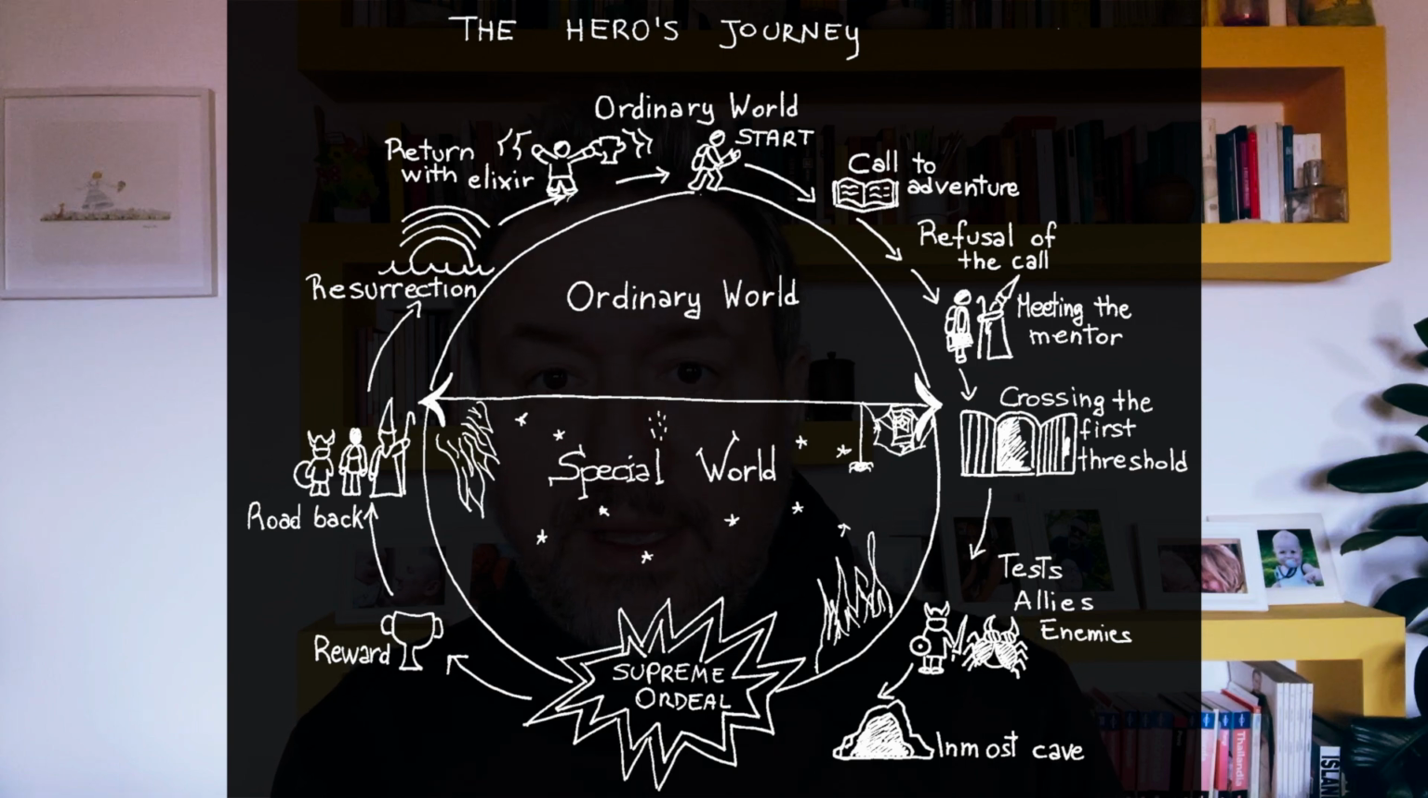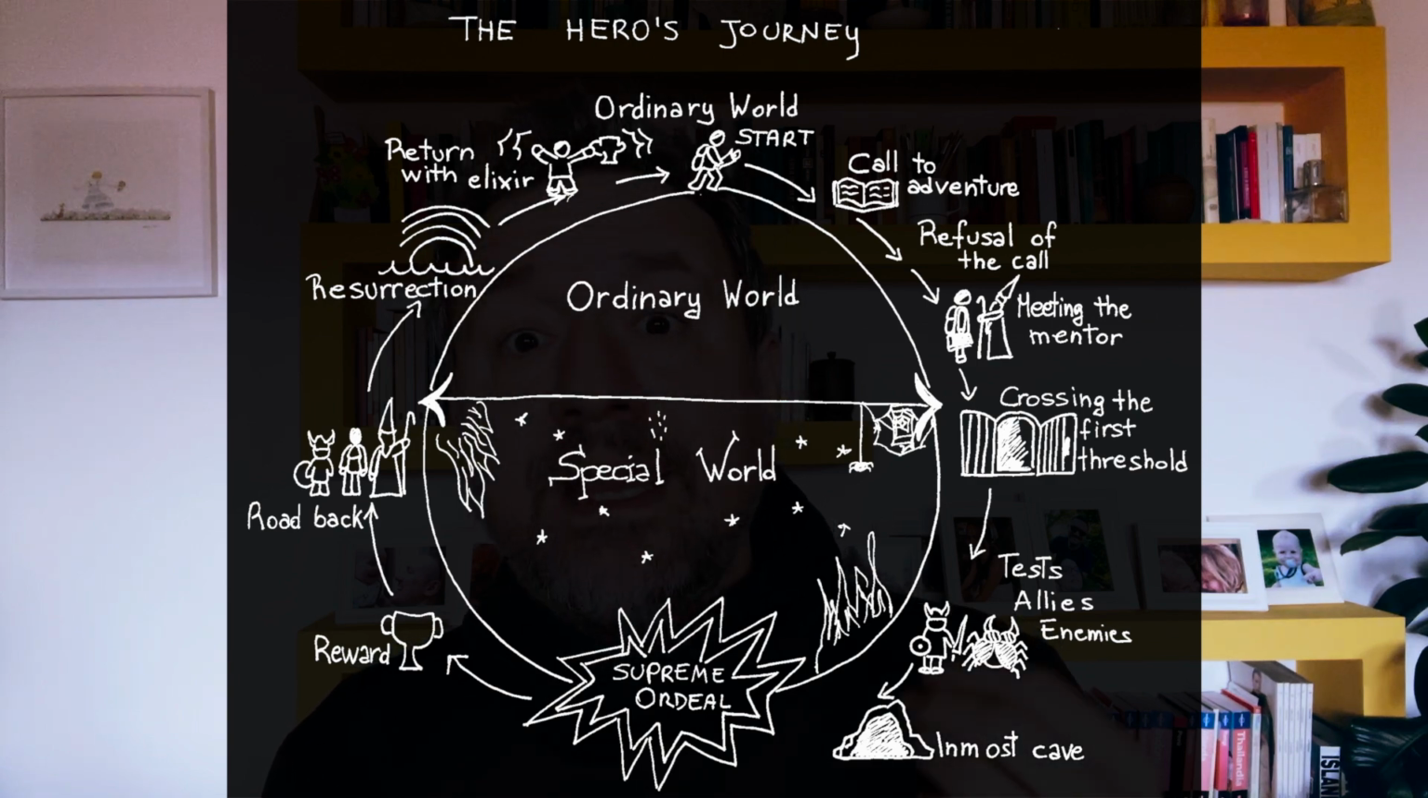Step 7 is called Approach to the Inmost Cave. This stage represents the hero's movement toward the ultimate goal. It's both a physical journey to a dangerous place and a metaphorical journey into their deepest fears and vulnerabilities.